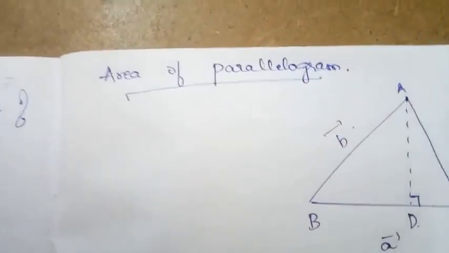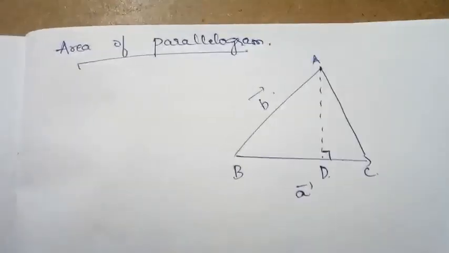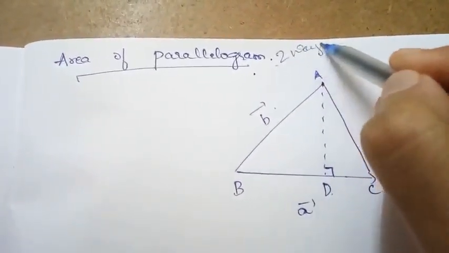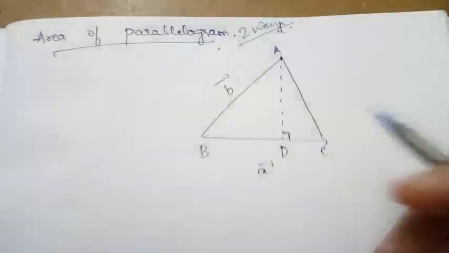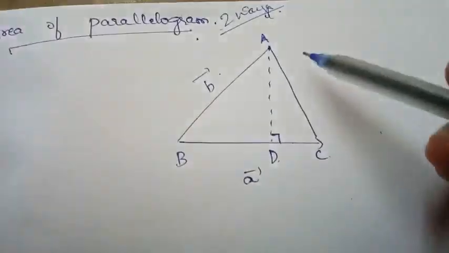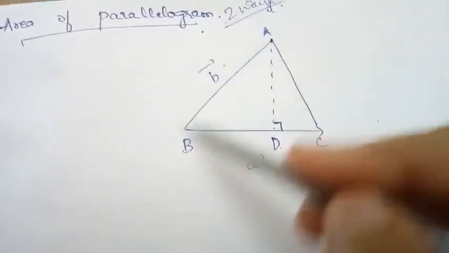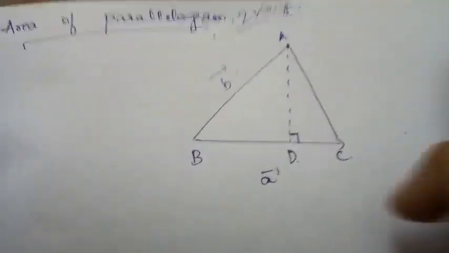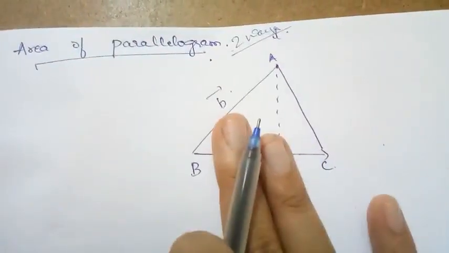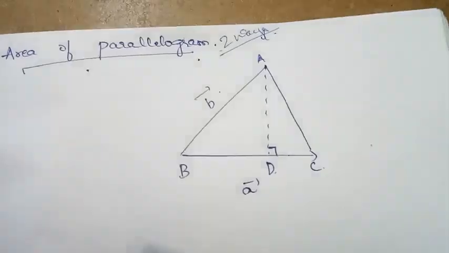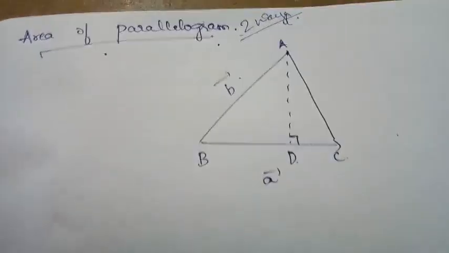So the next is the area of a parallelogram. The area of a parallelogram can be understood in two ways. One way: this is the diagram which I already considered while explaining the area of a triangle. So you might remember, this is the diagram. With the help of this itself, we can get the area of the parallelogram also. Another method is similar to the area of a triangle. So how are we going?